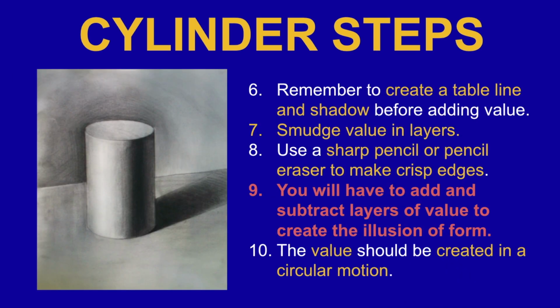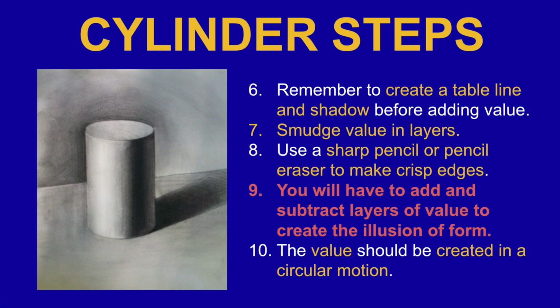The next step is you should be creating a table line and a shadow in order to create something that is more photorealistic. This drawing, while it's not perfect, does have the table line and shadow. The next thing that you're going to do, number 7, is actually the longest step. You're going to create value on the entire cylinder in layers. You do need to use a very sharp pencil and a very crisp, brand new pencil eraser to make the edges between different parts of the objects. The sharp pencil will be used where you're creating darker values, and the crisp pencil eraser will be used where you're making really light edges.